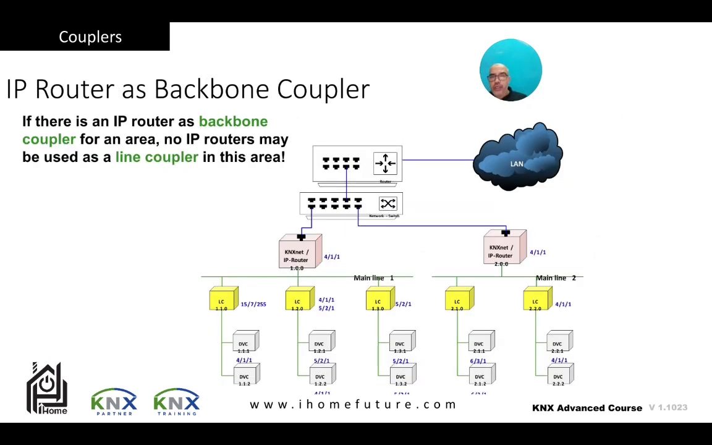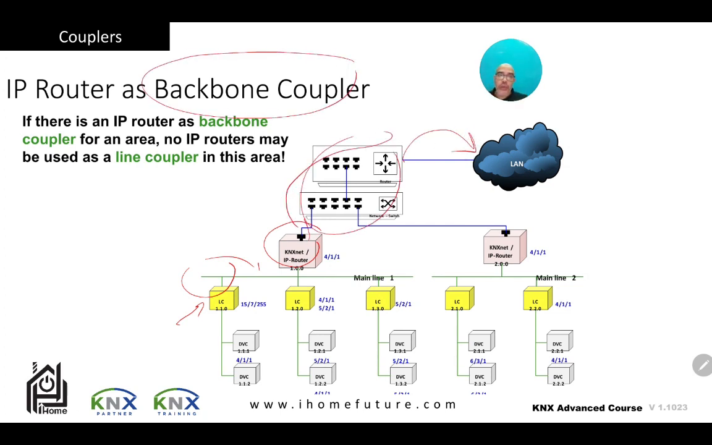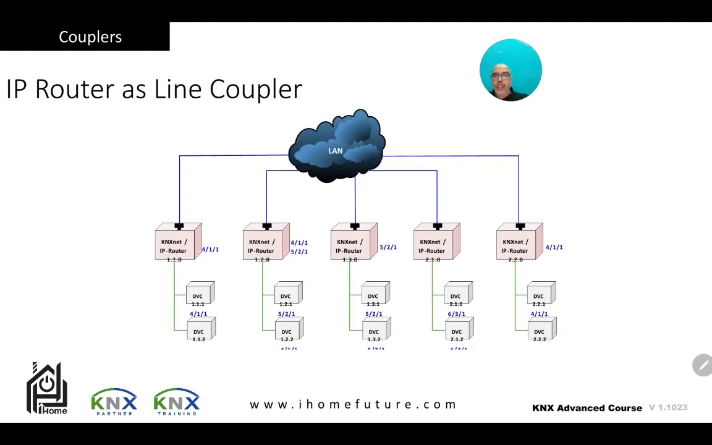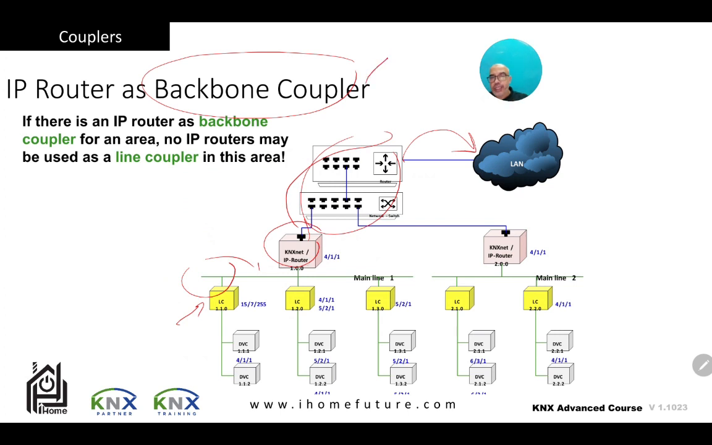This is one setting. I can have a line coupler, then connect the main line to an IP router which will act as a backbone coupler, and then it's connected to the switch and to the LAN. The other setup can be as a line coupler, so my devices are connected to the IP router from this side, and then they are all connected to the LAN. This one was a backbone coupler, and you can see that the IP router takes an address of 1.0.0 because it's acting as a backbone coupler.